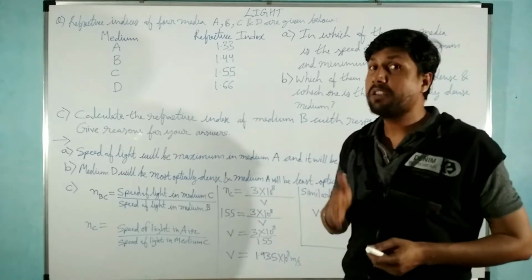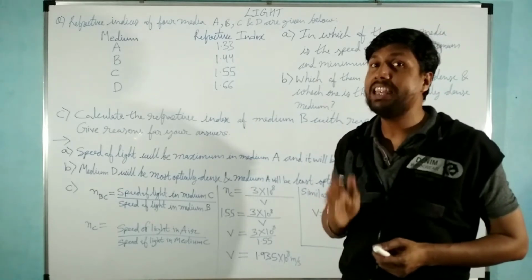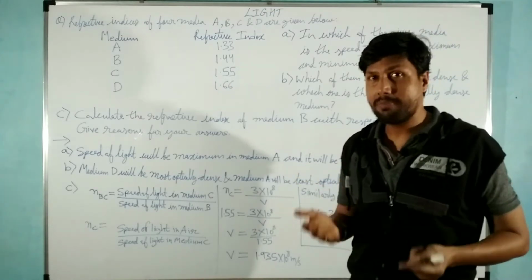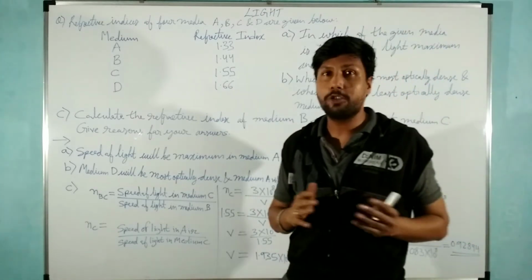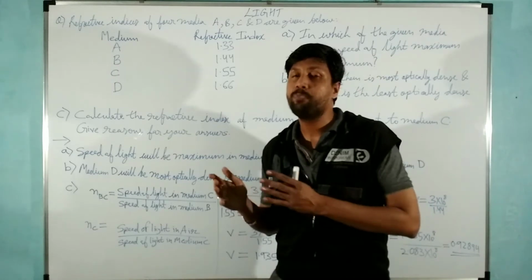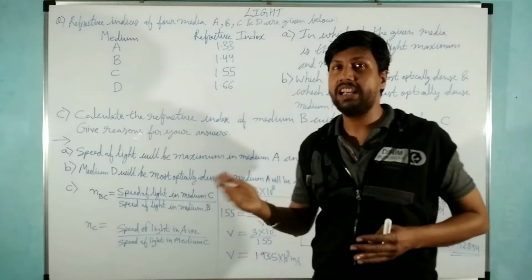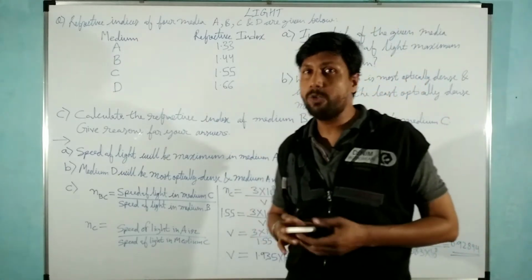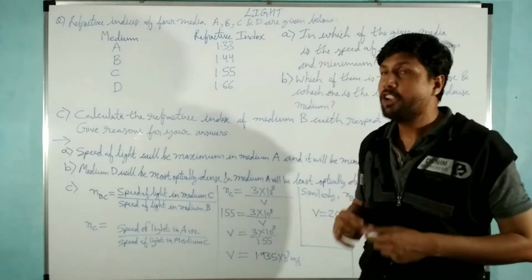Always remember, dear friends, refractive index doesn't have any kind of unit. It's a mere number, just like magnification. Magnification also doesn't have any unit. It's just times, 3 times, 4 times, or 1/3 time. It can be a number only. It doesn't have any kind of unit.